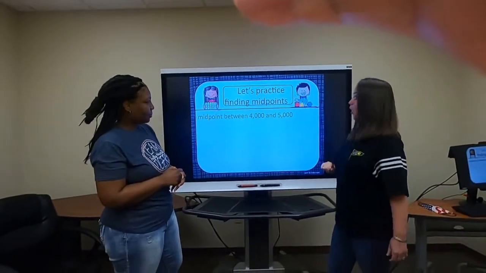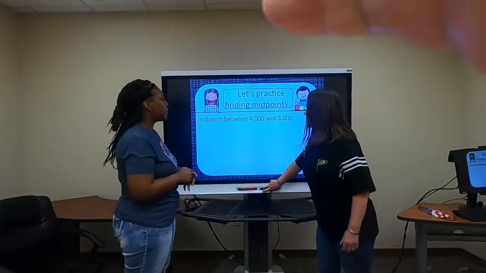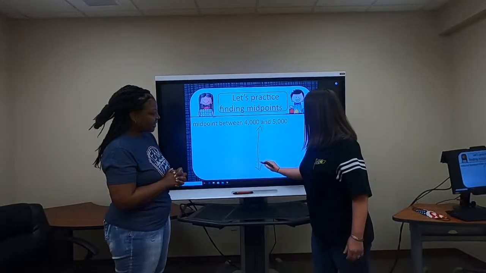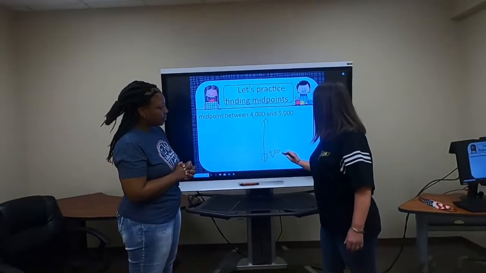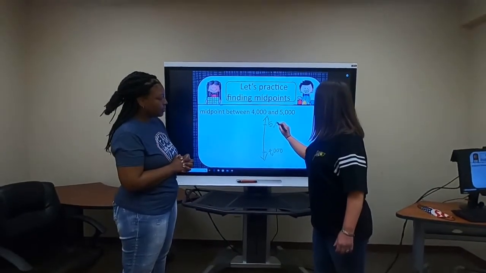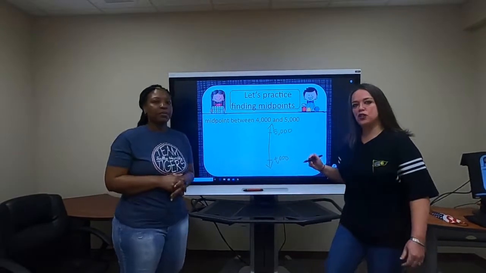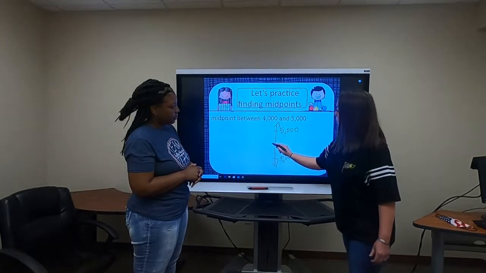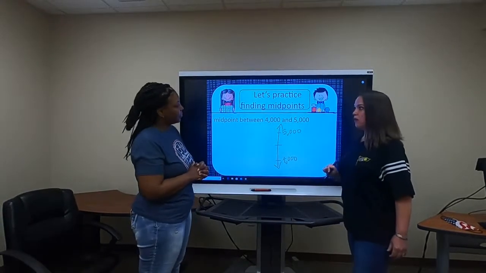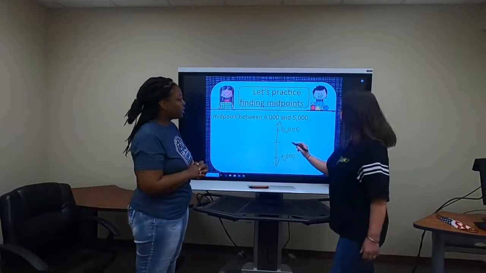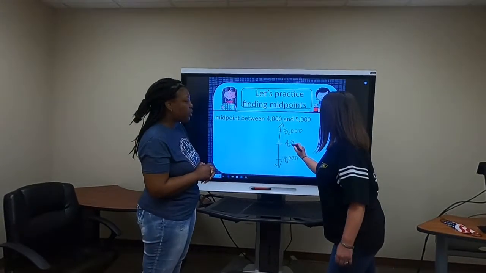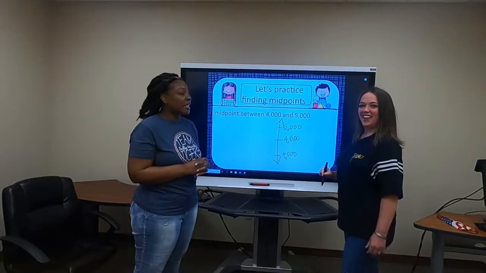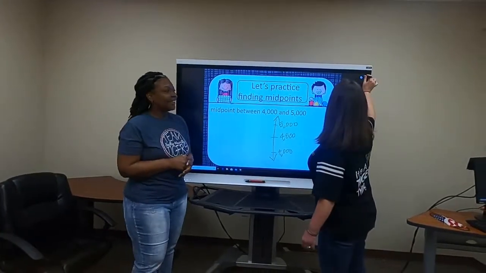Okay. Ooh, now we're getting into those thousands, Miss Bethea. Yes. I wonder if we can do this. Here's our vertical number line. So we have 4,000, and 5,000 is our top number. Okay, boys and girls, what is the midpoint between 4,000 and 5,000? Did you hear 4,500? Yes, Miss Wilson, I heard them say 4,500. We have some very smart boys and girls who are watching MCS TV. Yes, we certainly do.